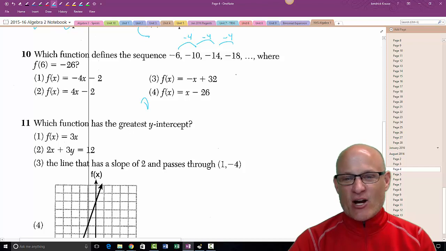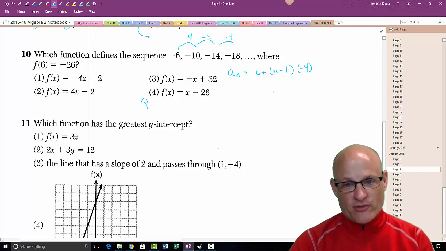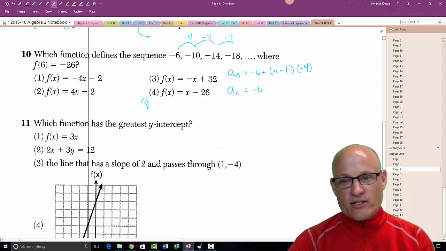So if I looked at an arithmetic sequence, it's going to be a sub n is equal to a sub 1, negative 6, plus n minus 1 times my common difference, negative 4, because this is an arithmetic sequence. Now if I distribute this, I get negative 4n plus 4. Remember, negative times negative. So a sub n is equal to negative 4n minus 2.